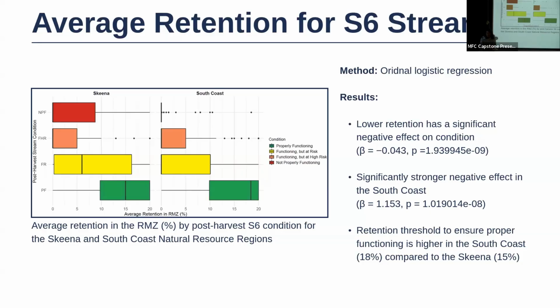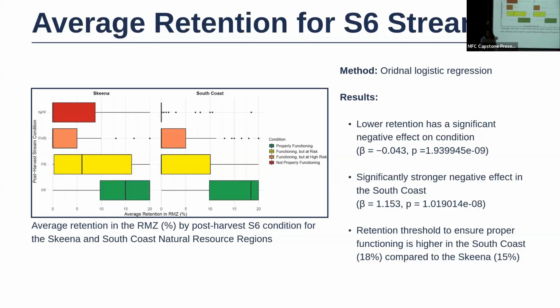I think since the buffers don't exist and the retention is so small, people are not taking the protection seriously, and it can be more wishy-washy than a bigger fish-bearing stream, where it's really more prioritized.